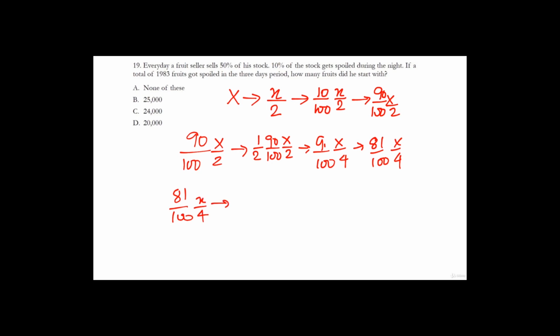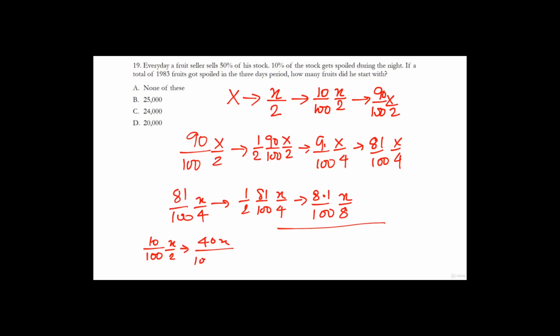He will be selling half of it. Half of 81% of X by 4 will be sold, and the remaining will be half of 81% of X by 4. In that 10% will be 8.1% of X by 8. So the total quantity of fruits that were spoiled: initially it is 10% of X by 2, which can also be considered as 40% of X by 8. So 10 by 100 into X by 2 is similar to 40X by 100 into 8.